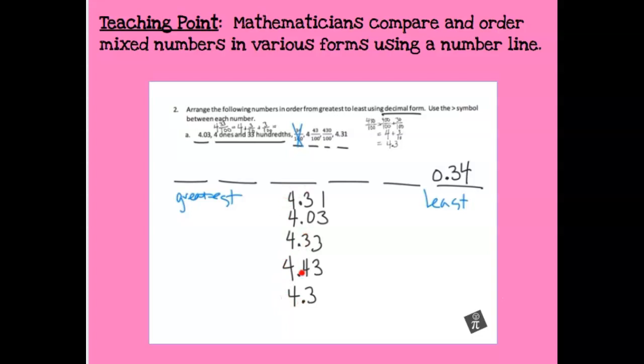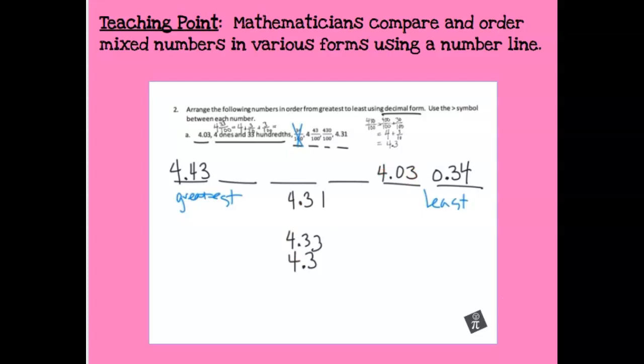Now we can look at these numbers, and we see that they're all tied for the whole numbers. We see that this is the only one with the 4 in the tenths place, so this is our greatest of the ones that we have. Again, they're still all tied in the ones place. This one doesn't have any tenths. Everything else has 3 tenths. So that immediately tells us that this one is the least of the remaining ones, so it could go over there.